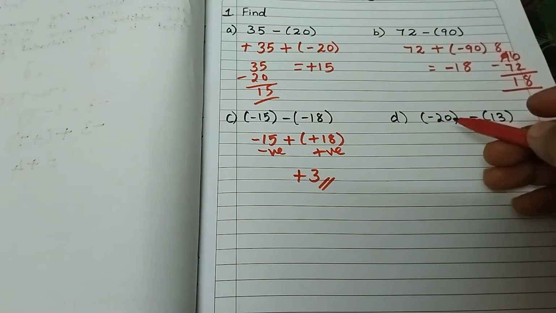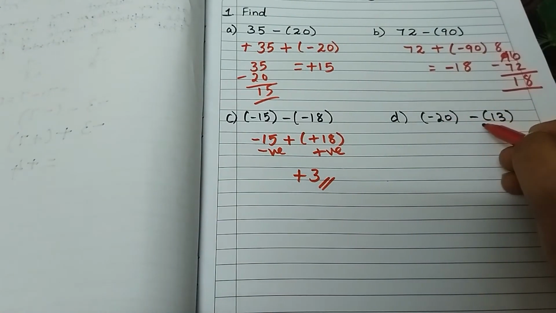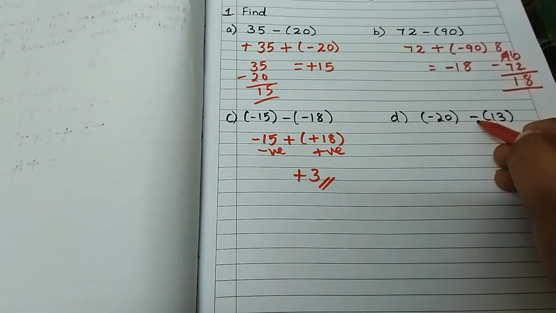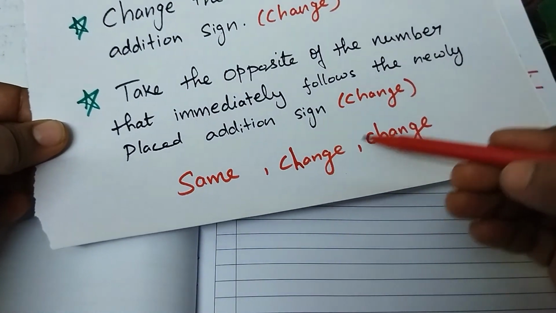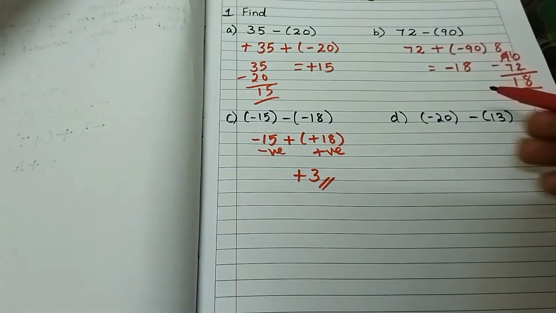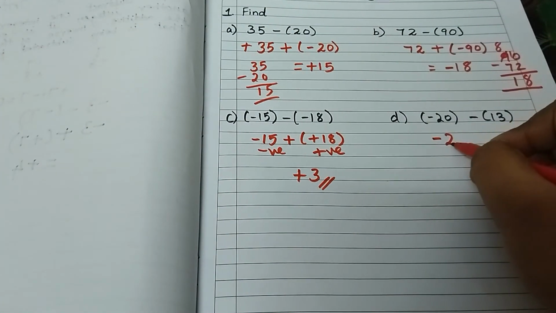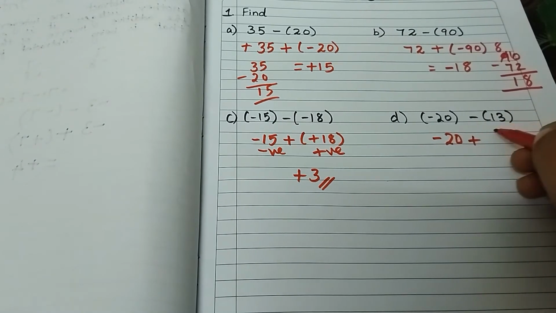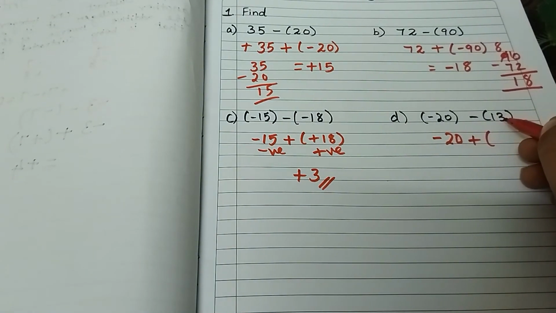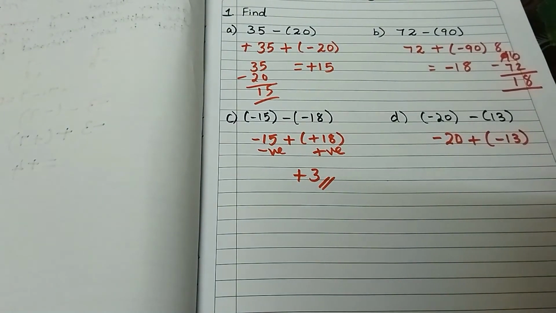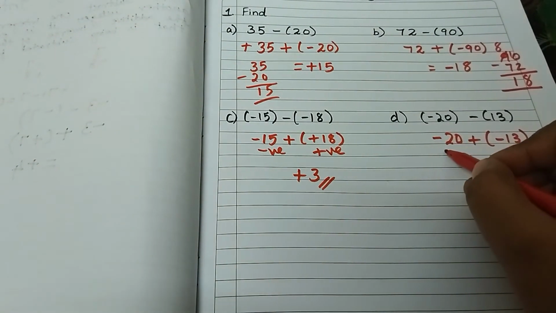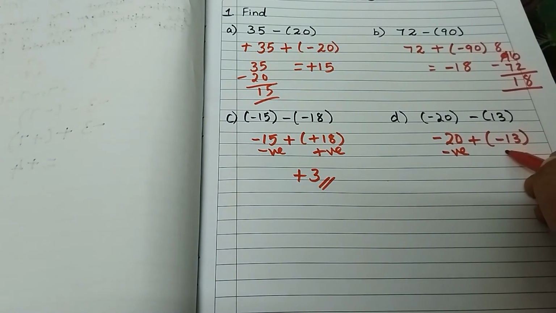We'll move on to question number D. Again, whenever you see the subtraction operation, you have to remember these steps. Same, change, change. This rule you should remember. So, minus 20, same, change. Now change it. Here no symbol is in front of the number, which means it is positive. So positive 13, plus 13. What is the additive inverse of plus 13? It is minus 13.